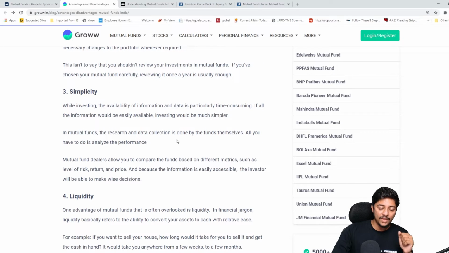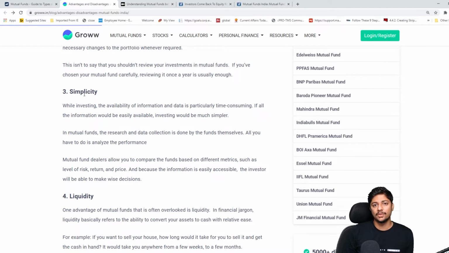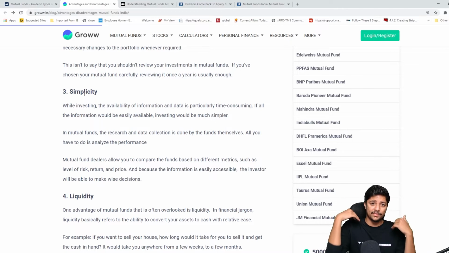Okay, simplicity. Okay, simplicity. Why? Because all the information is available online. Everything's available online. Okay, so you can actually open a particular mutual fund, look at its historical return. Okay, it's very simple to invest, very simple to remove. I can invest today, T+2 में मेरे को credit में मिल जाएगा, and then I can remove the money, and then the money will come back to me in 2 days, right? So it's very easy for me to come in and go out of a mutual fund.